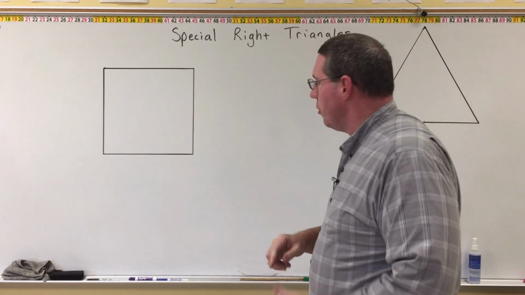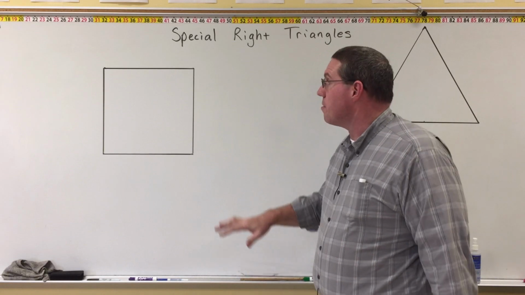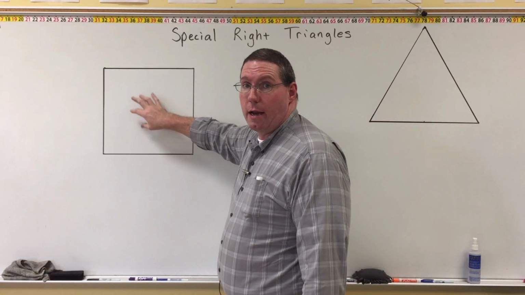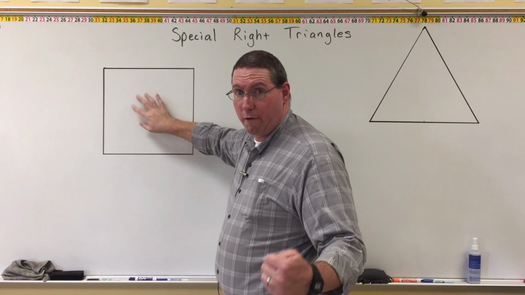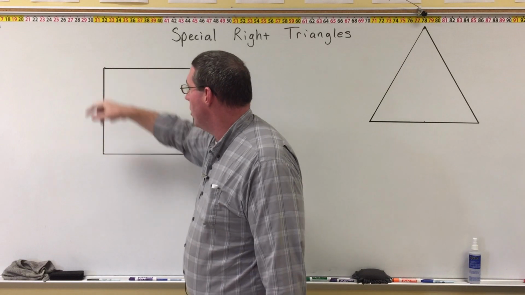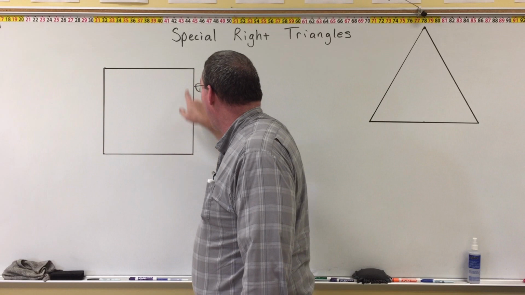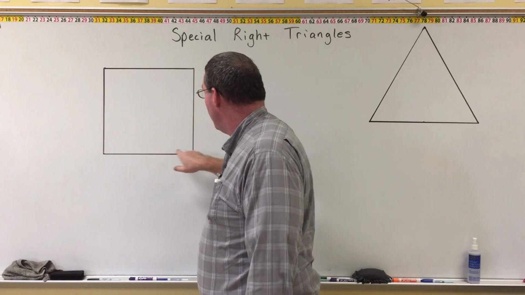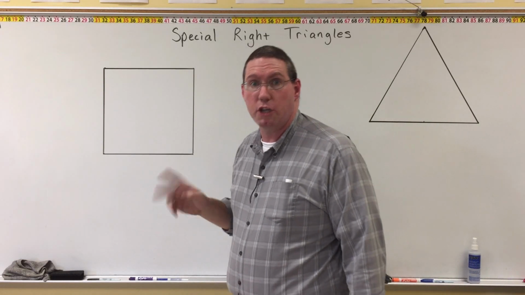The way that we're going to understand them is based on shapes that we already know. This is a square, okay? Now, there are two things you need to remember about a square for what we're about to do. The first one is that a square has 4 equal sides. The second thing is that the square has 4 90-degree angles. So all 4 angles in this square are 90 degrees, and all 4 sides are equal to each other.